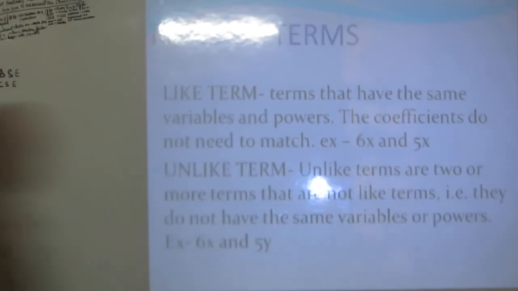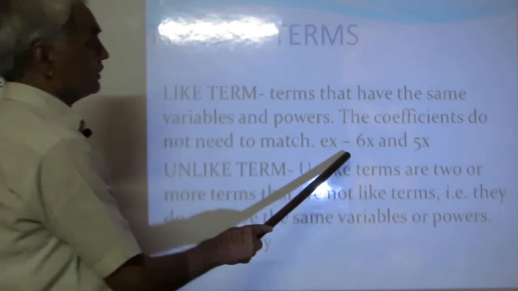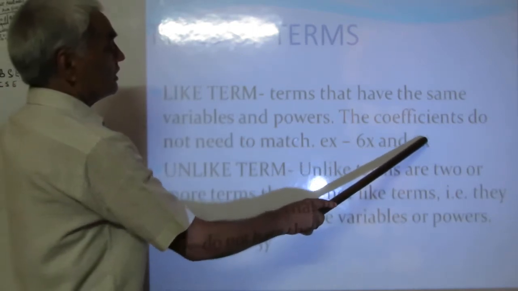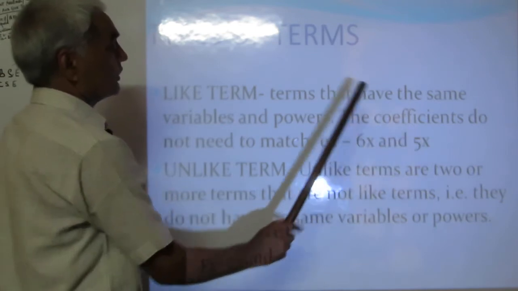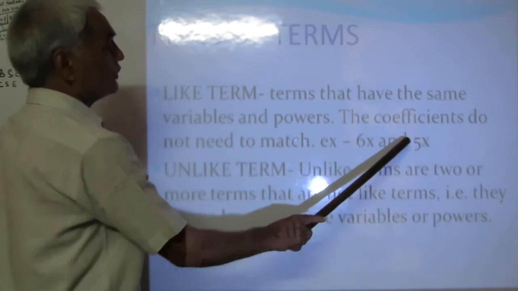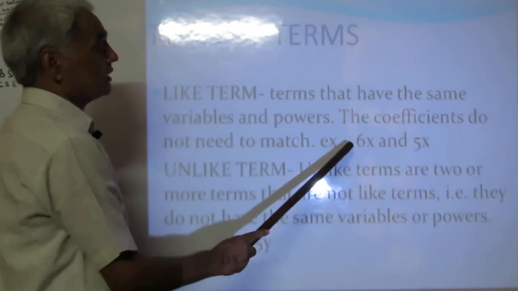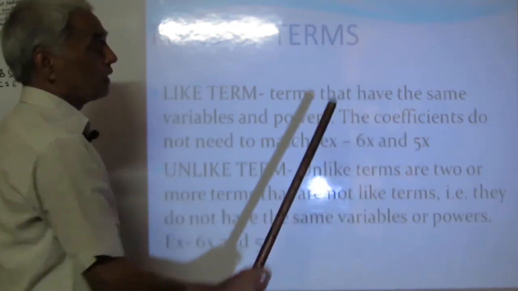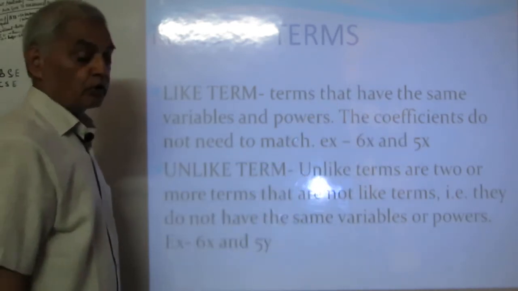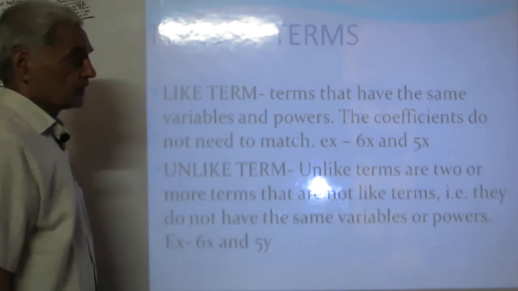Types of terms: like terms are terms that have the same variable and power. The coefficients do not need to match. For example, 6x and 5x. Here x is the variable and 6 and 5 are the constants, or coefficients.